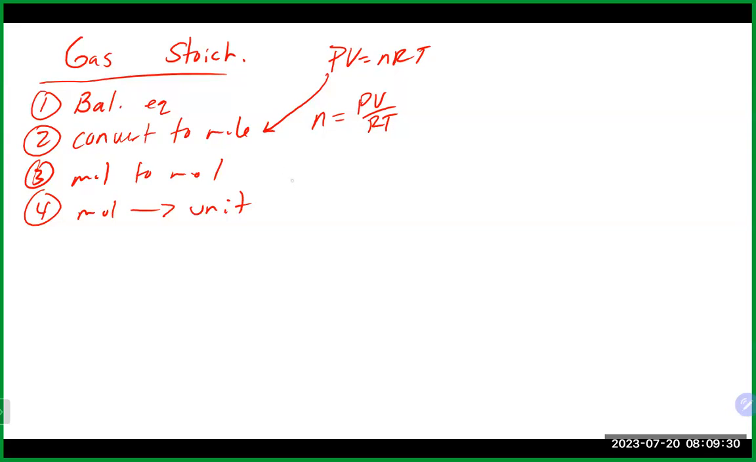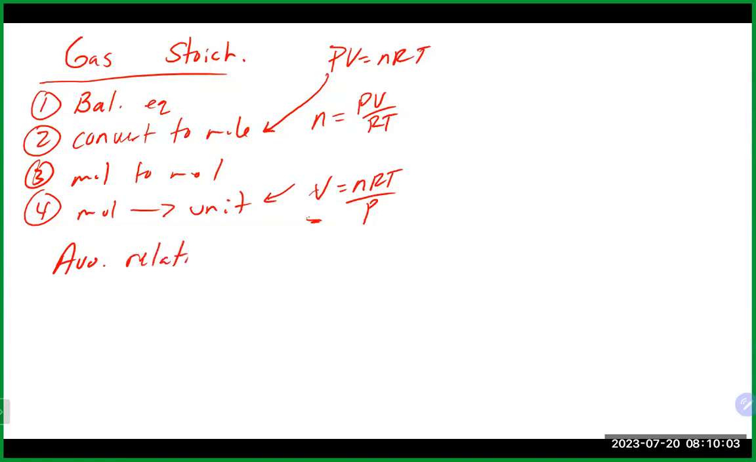Probably most commonly, a lot of times you're interested in how much volume of a gas you would collect. So at the end here is a very common place to use the ideal gas law to solve for volume. You could potentially use it in both places, but most of the time this last spot is where you would incorporate it.